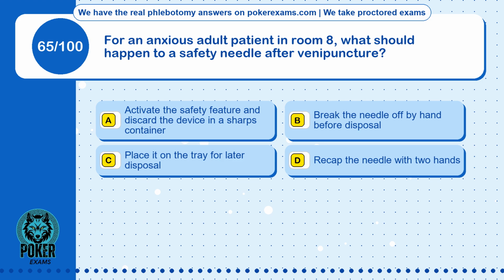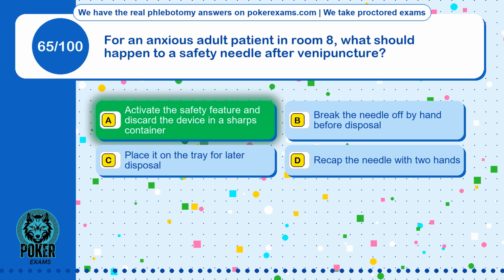Question 65. For an anxious adult patient in room 8, what should happen to a safety needle after venipuncture? Option A, activate the safety feature and discard the device in a sharps container. Option B, break the needle off by hand before disposal. Option C, place it on the tray for later disposal. Option D, recap the needle with 2 hands.